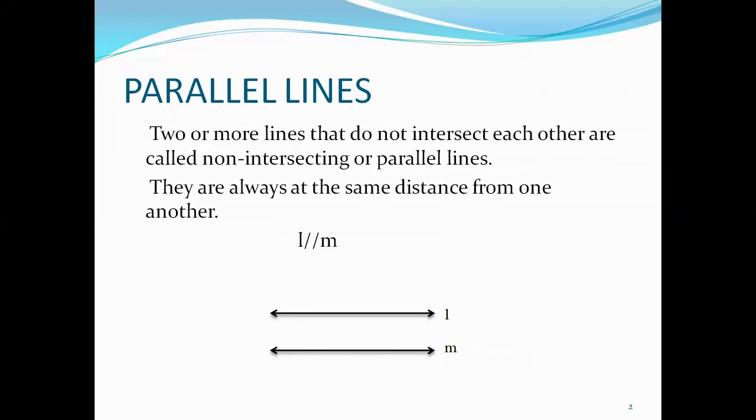Parallel lines are two or more lines that do not intersect each other. The distance between them remains constant. So here you can see line L and M are represented as parallel, and mathematically we write line L parallel to M by two slashes in between L and M.